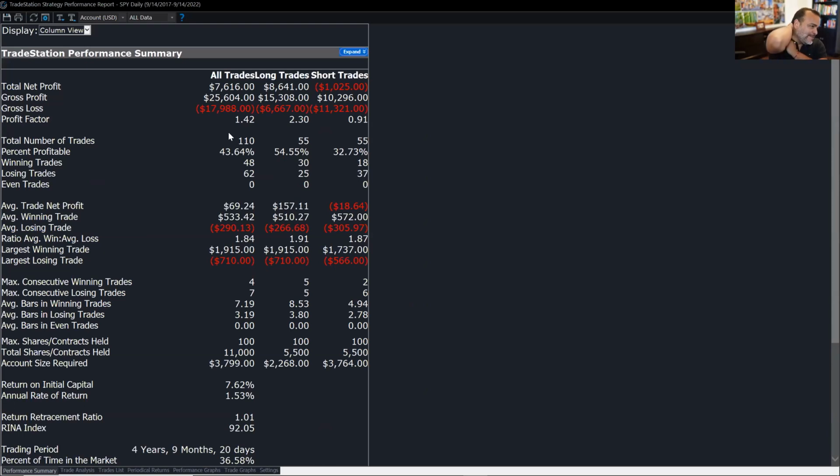Take a look. So not bad. Now looking at this, I'm saying, okay, in the past 5 years, I made $7,000, but it's not as crazy as the one before. I'm still kind of not happy about the profit factor. I'm only making about $1.42 for every dollar that I lose. I would want to have a little bit more cushion in there.